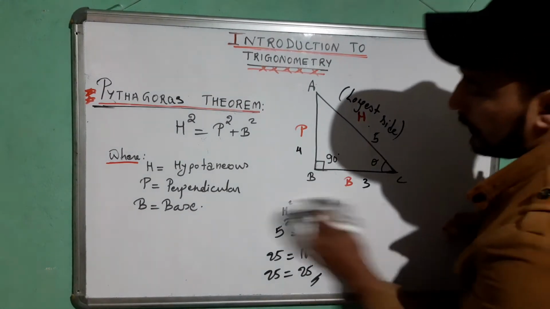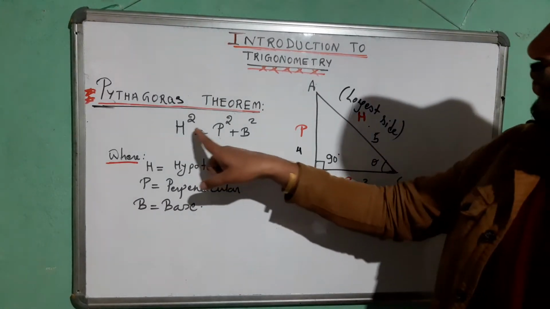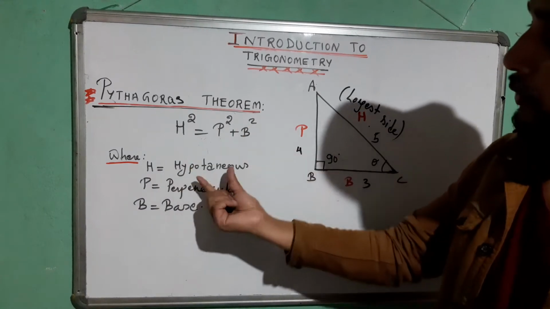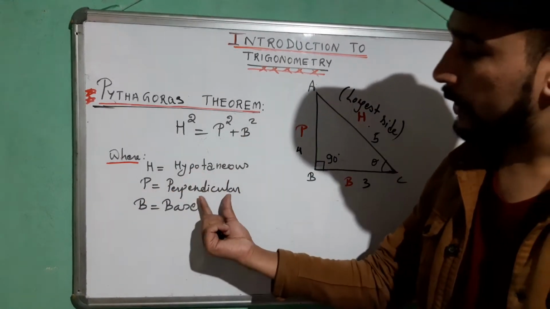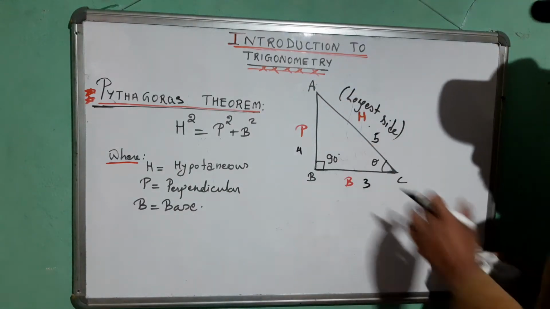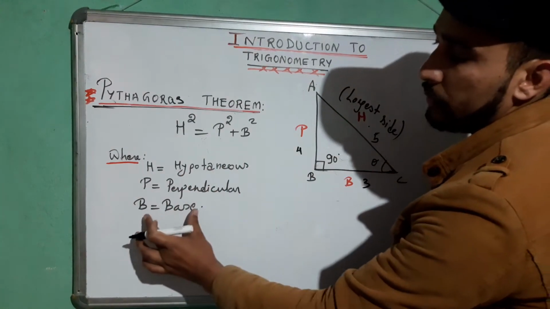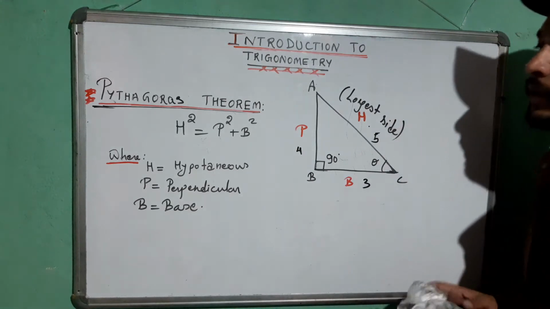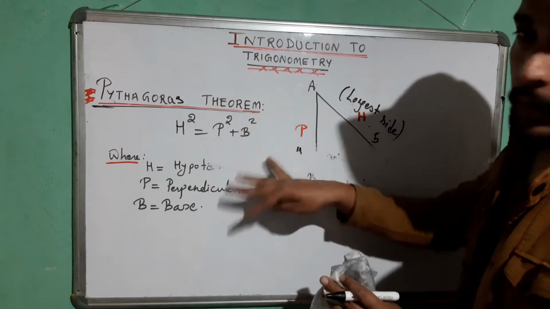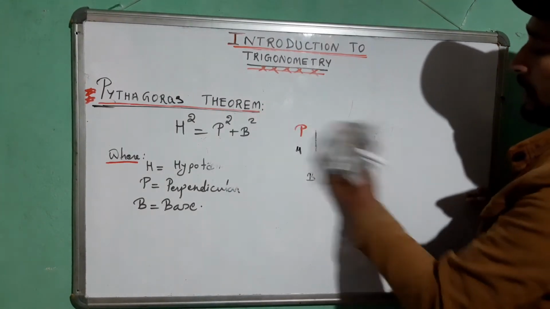So we write Pythagoras theorem like this: h square equals p square plus b square, where h stands for hypotenuse, p stands for perpendicular, and b stands for base. Now let's discuss what is hypotenuse, what is perpendicular, and what is base, and how to identify them. Make a proper note of whatever I have explained just now.